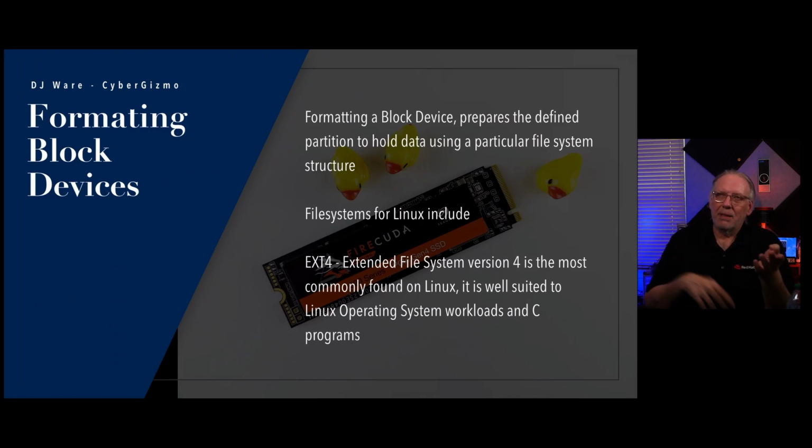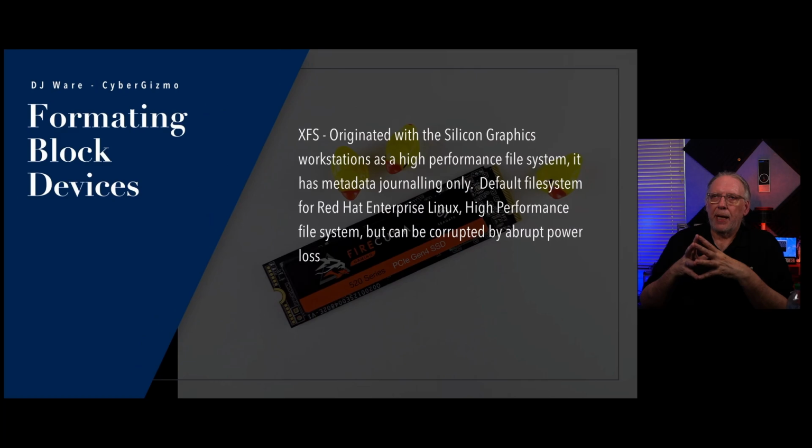There's FAT32 and there's NTFS, and ext4 is probably the most common, and that is the extended file system version 4. That one you'll probably find more commonly in most of the big name Linux boxes, with the exception of Fedora and Red Hat, because they don't use ext4. But a lot of the other ones do. It's well suited to handling Linux operating system workloads, and also the types of reads and writes that C applications do on Linux as well. So yeah, it's pretty ubiquitous for that.